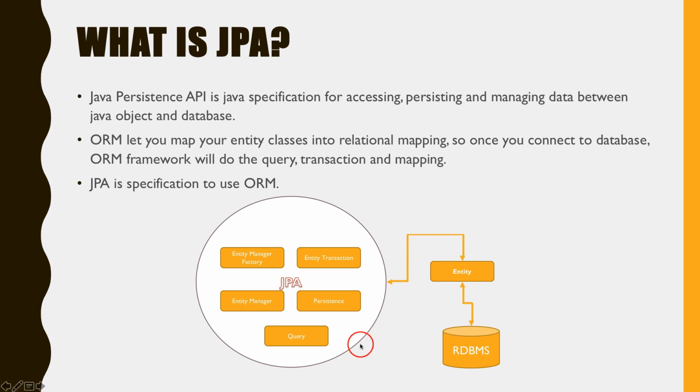In the diagram below, you can see we have entity manager, entity transaction, entity manager factory, persistence, and query inside a JPA. By using entity classes, we can connect to an RDBMS, which is a relational database. So this is standard JPA.